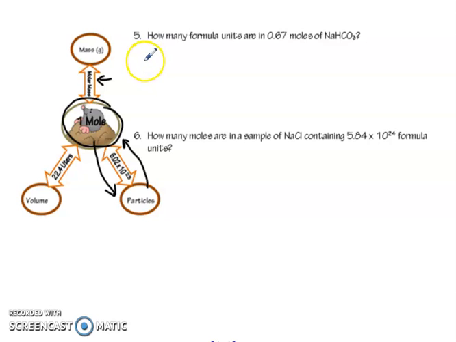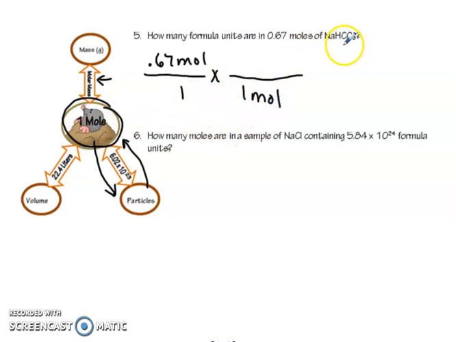So how many formula units are in 0.67 moles? So we'll write what we're given and put it over 1. Don't forget your units. Okay. And now we know that there is 1 mole of sodium bicarbonate, because it says 1 mole in the center here. We need those moles to cancel out, so it's got to be placed down here. And then how many formula units are there? There are 6.02 times 10 to the 23rd.